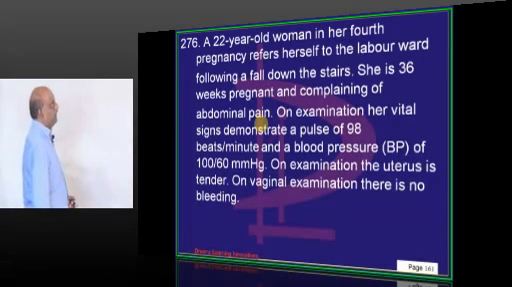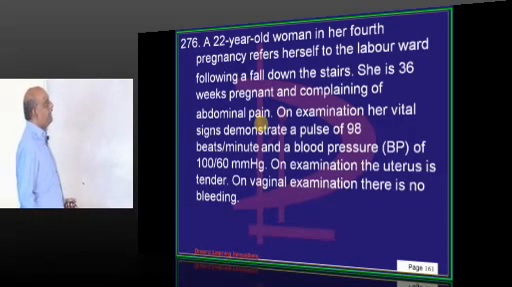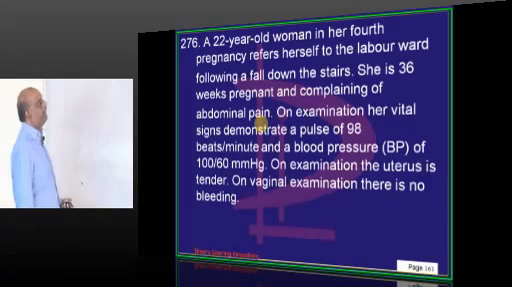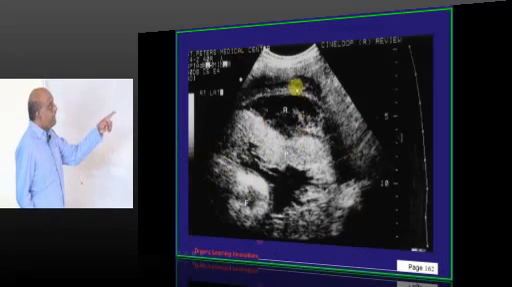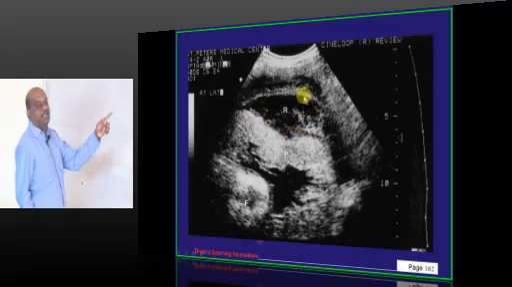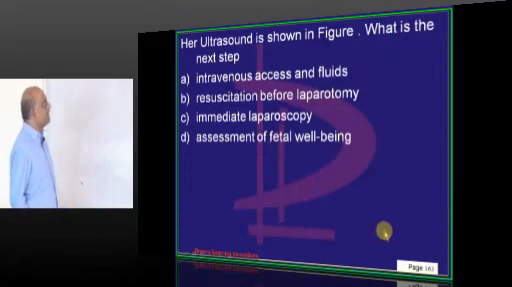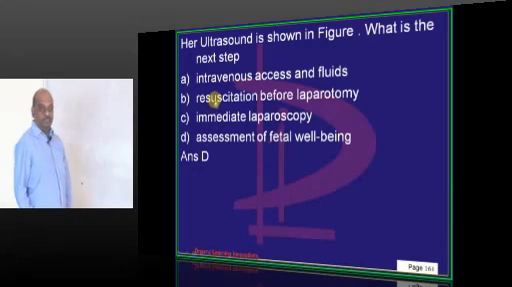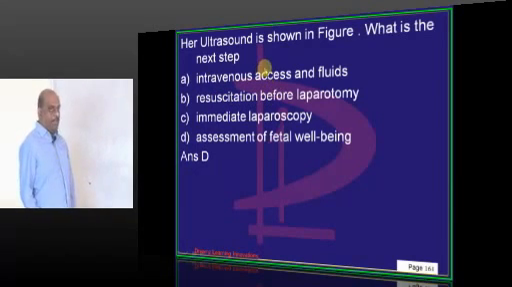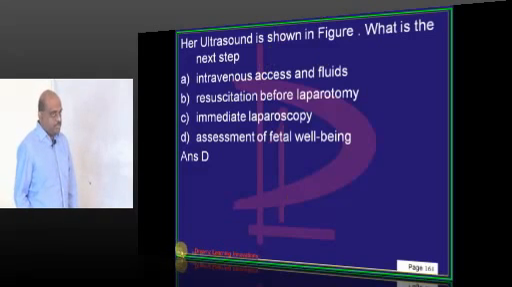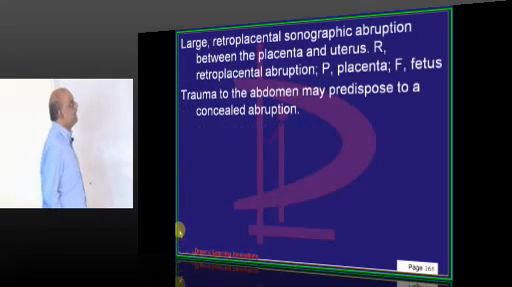A 22-year-old, 4th pregnancy, during labor, pulse is 98, complaining of abdominal pain, and typically there is a retroplacental hemorrhage, which is a sign of abruptio. So at that time what you need to look for is the assessment of the fetal well-being. The fetal heart sounds are the ones which you need to basically assess.